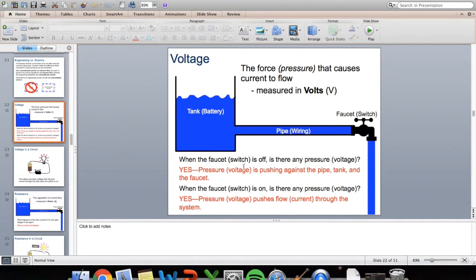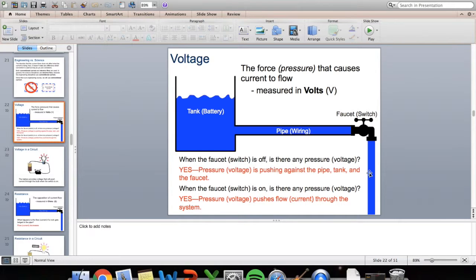So question is, when the faucet switch is off, is there any pressure, voltage? Yes, the pressure voltage is pushing against the pipe, tank, and faucet. So even when you don't have your battery hooked up, that voltage still kind of exists, right? It's like that pressure is always kind of there, stored in the battery. When the faucet switch is on, is there any pressure or voltage? Yes, then there's still pressure and voltage, which pushes current through the circuit, right? So when we open that switch, water could start coming out. When you hook up your battery to your Beats headphones, then the current can start coming out of the battery and the headphones can start working.